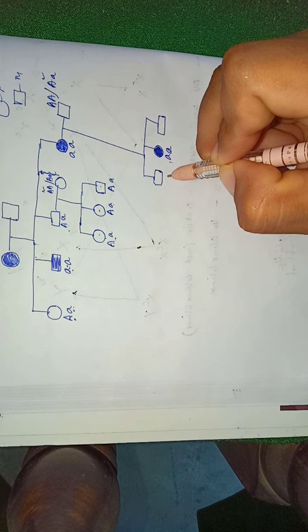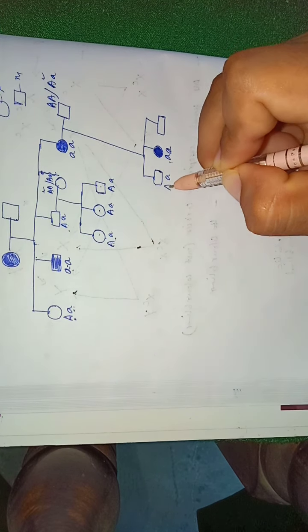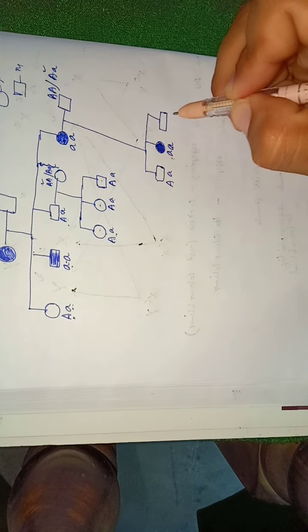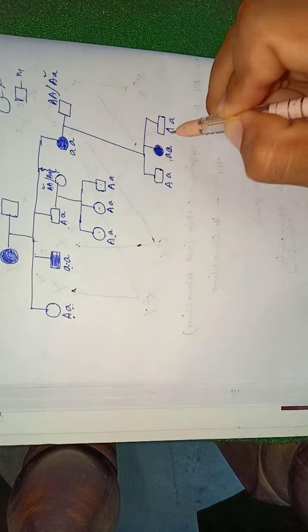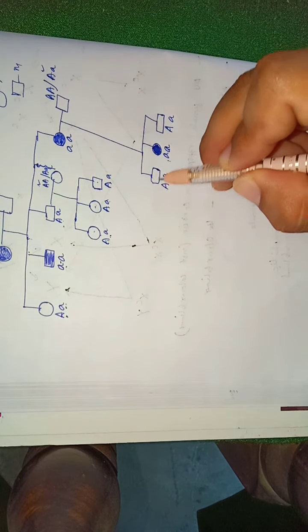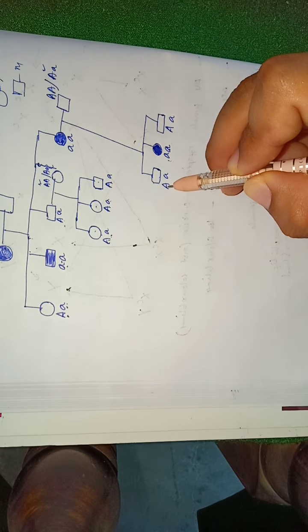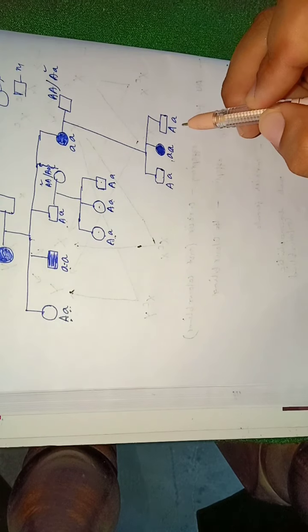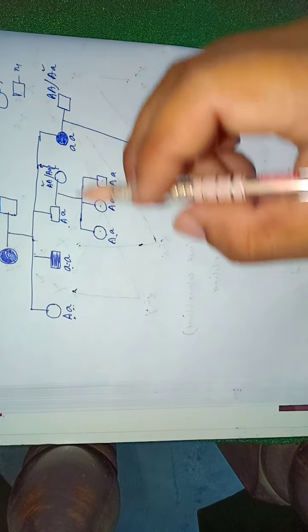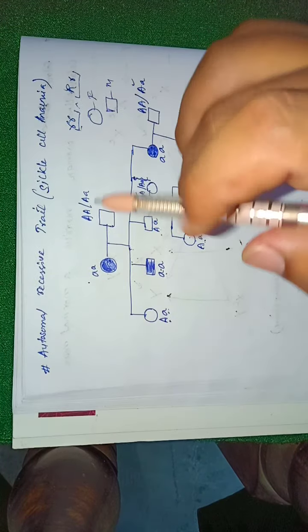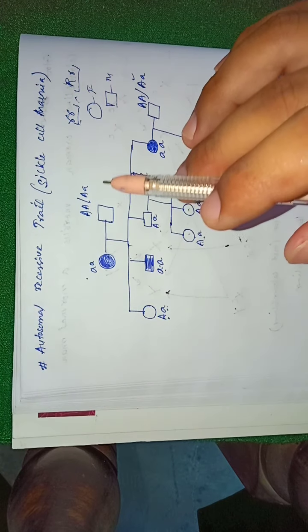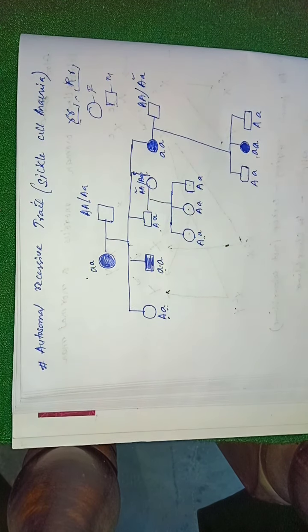So this child will have A from the mother and capital A from the father. This one will also have A from the mother and capital A from the father. So these are the carriers. A sickle cell gene is present in them, but it has been dominated by the normal gene. Here also it's the same. So this is how autosomal recessive traits are inherited from one generation to another.